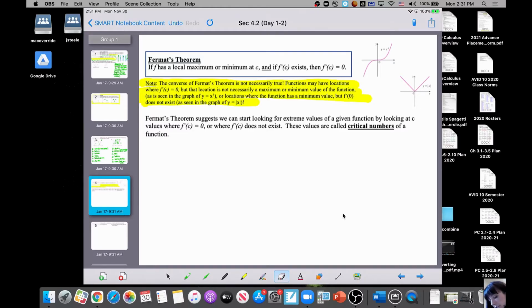So Fermat's theorem suggests that we can start looking for extreme values of a given function by looking at C values, or values along our x-axis, where the f prime of C is 0, or where f prime of C does not exist. And these values are called the critical numbers of a function.